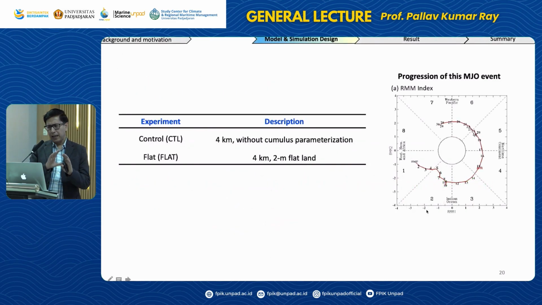So again, I'm doing it through numerical experiment, basically the same MJO event that we looked into earlier. Now we have two simulations: one is control and one is flat, meaning that we are removing the topography from the maritime continent to see how the diurnal cycle of precipitation evolves. And the resolution is of course now much higher. It's 4 kilometer because you want to resolve some of the topography over the maritime continent.